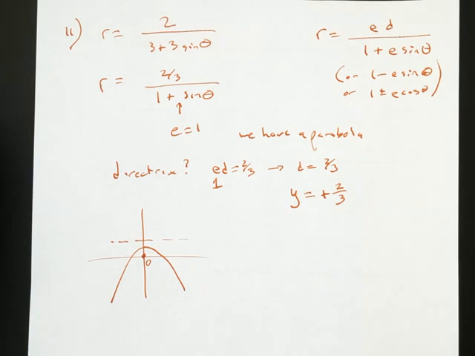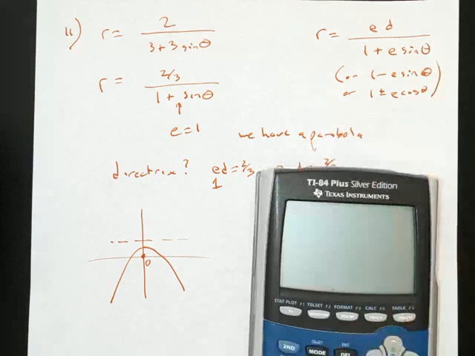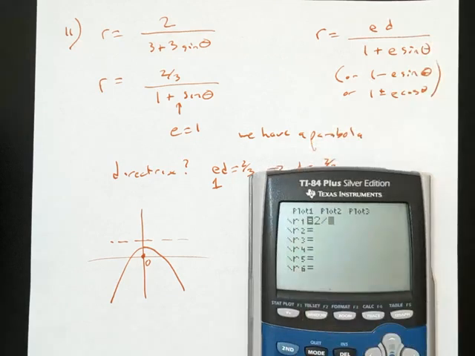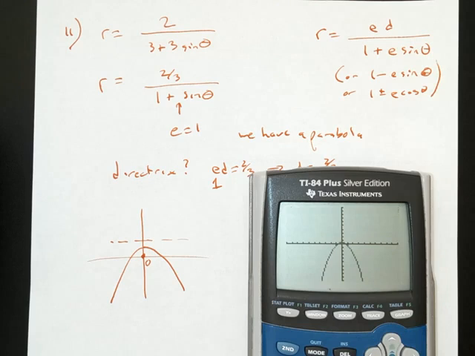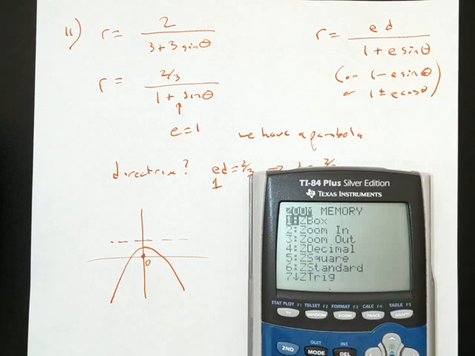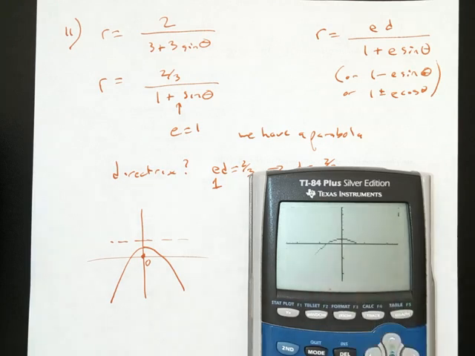And since part D says sketch a picture, out comes my calculator, and I can actually graph this. I'm in polar, so 2 divided by 3 plus 3 sine theta. Poof. Lo and behold. It's kind of hard to see, but it just does barely come up above the axis.